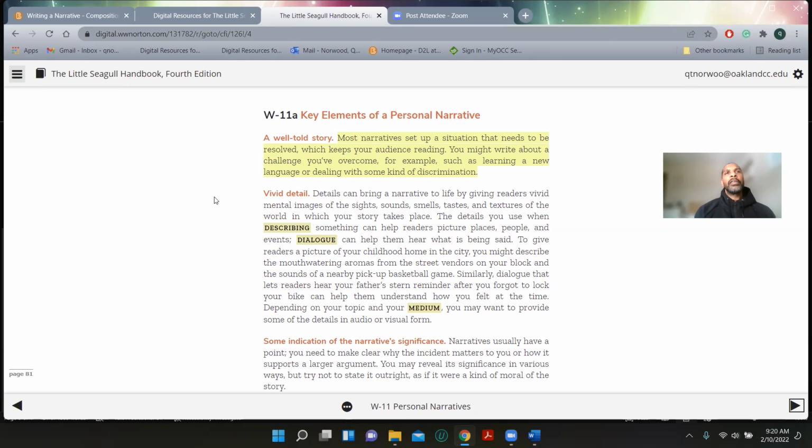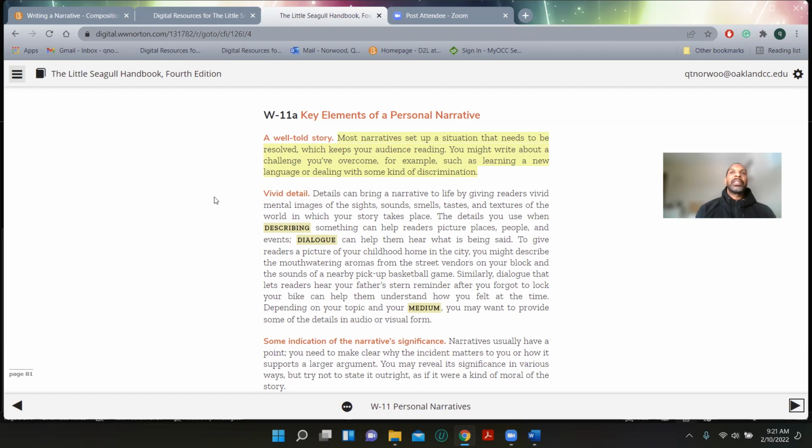Whatever. But a well-told story, just to lead us into our next point, includes vivid detail, concrete language. It's Popeye's spicy chicken sandwiches. And I use that as an example because it's stuff that your reader can visualize, or images that your reader can visualize.